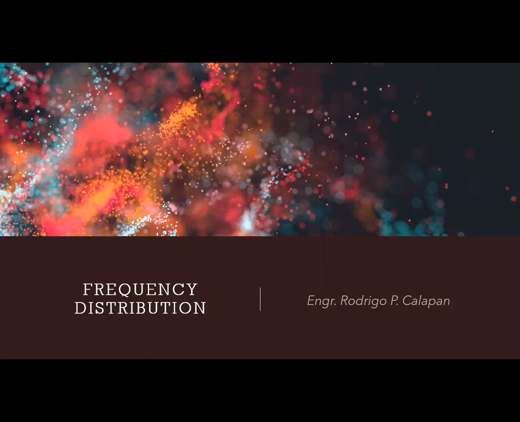So, a frequency distribution is a statistical tool used to show the number of occurrences or observations in different categories or classes in a data set. It is an organized way of presenting information about the distribution or about the spread of data.